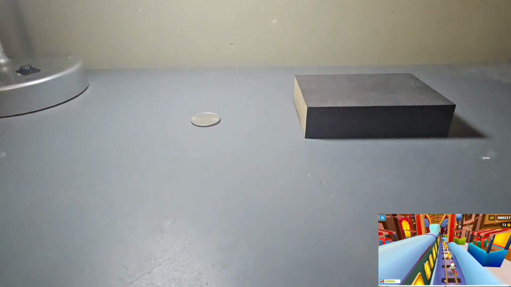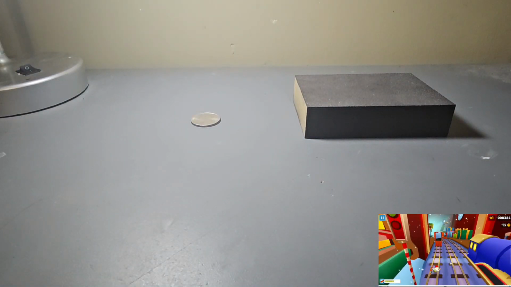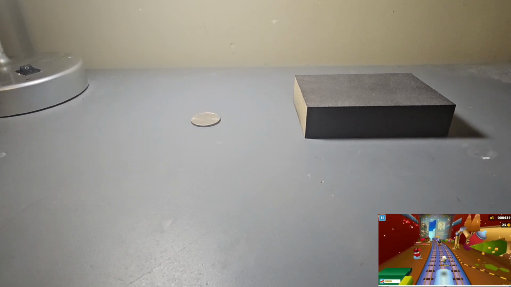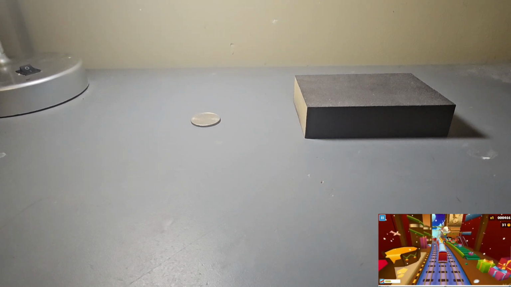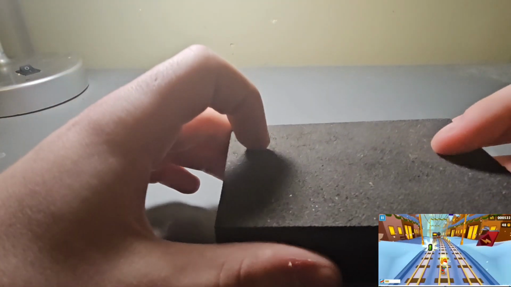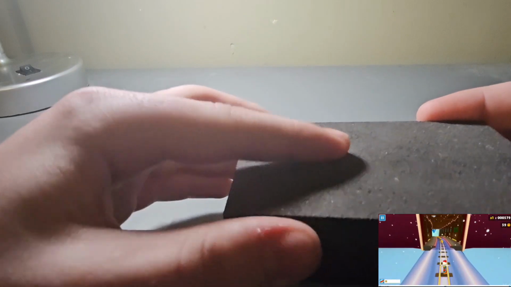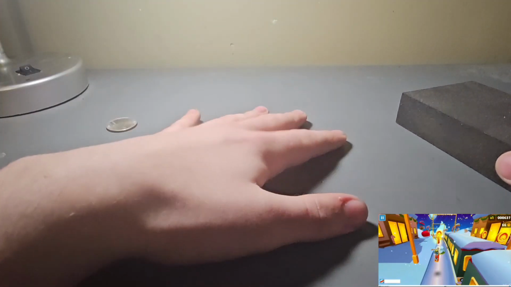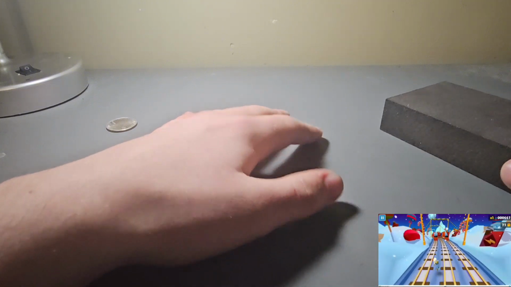Friction is the force that resists the motion of two surfaces sliding against each other. That would be caused by the interaction of microscopic bumps on surfaces as they rub together. Microscopic bumps would be demonstrated by this sandpaper. Object would be this quarter, and then a smooth surface would be my desk here.